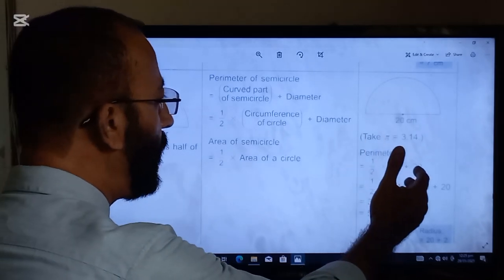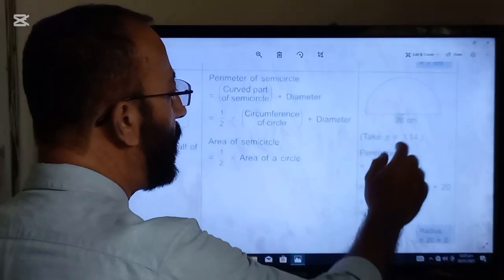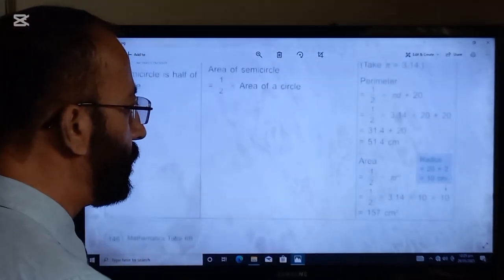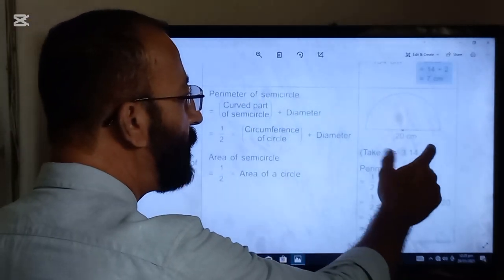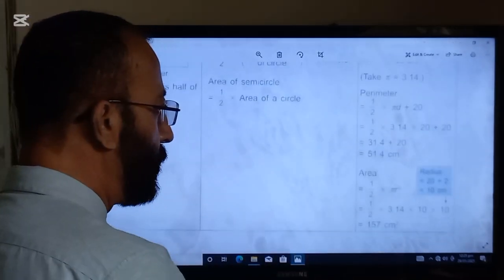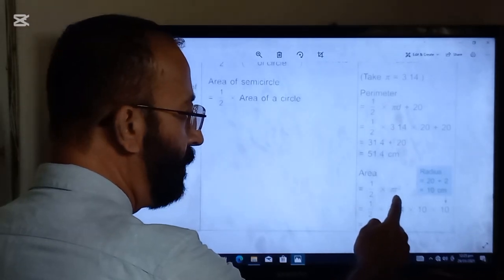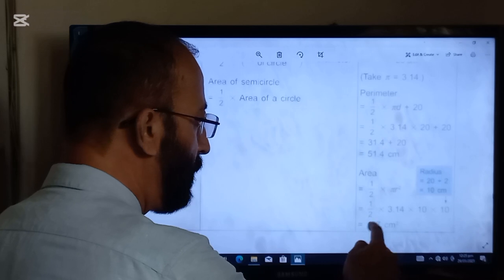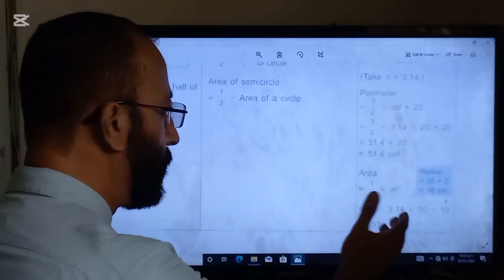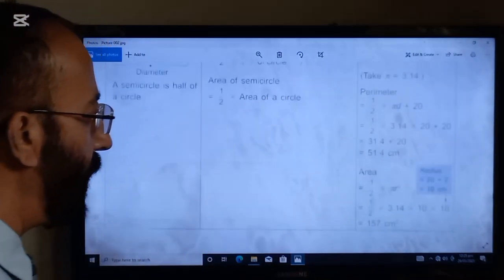Now you will find the area. Area's formula of the semicircle is pi r square divided by 2. If diameter is 20, radius will be definitely 10, half of it. So you will put 10 in place of r. So 3.14 into 10 into 10, this 1 by 2 will remain as it is. Solve it on the calculator, you will get the answer.